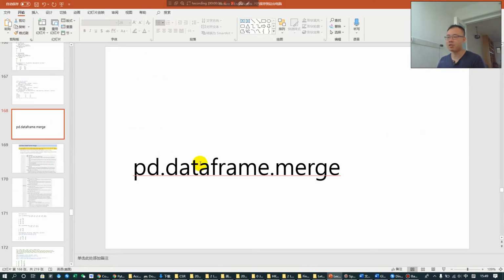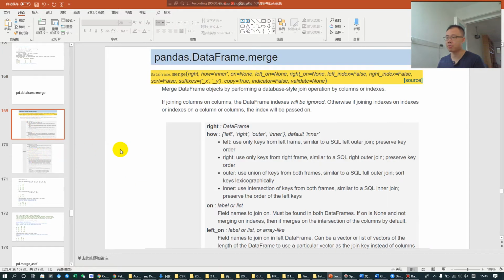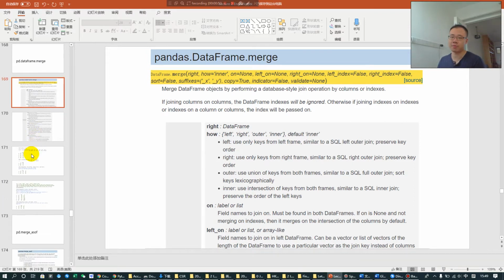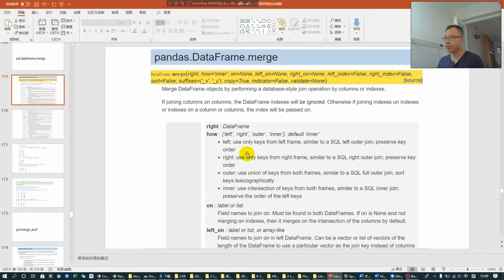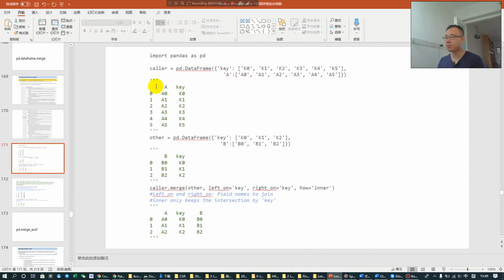The data frame itself has a method called merge, so you can directly use this method on a data frame. It's a little bit different from pd.merge. pd.merge is a function, while DataFrame.merge is a method of a data frame. And this is the documentation. If you Google dataframe.merge, you will find it. Let's look at some examples.